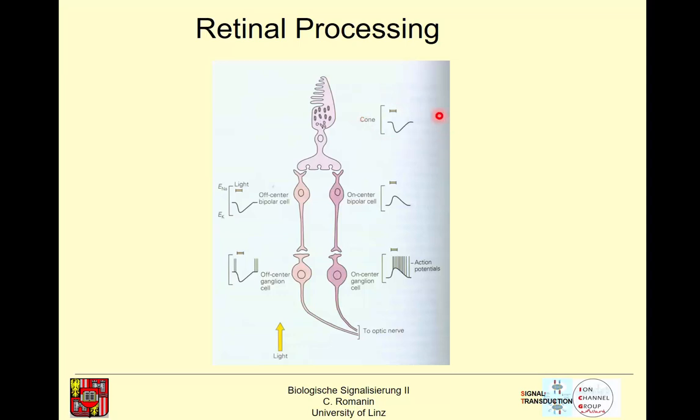You can see here in the cones or in rods, we always have a hyperpolarizing signal. But with the off-center bipolar cells, and that is only true here for the central illumination, we have a hyperpolarization that is also transmitted to the ganglion cells, also as a hyperpolarizing signal. However, with the on-center bipolar cells, we have a depolarization, and that is transmitted to the on-center ganglion cell, also in the way of a depolarization.